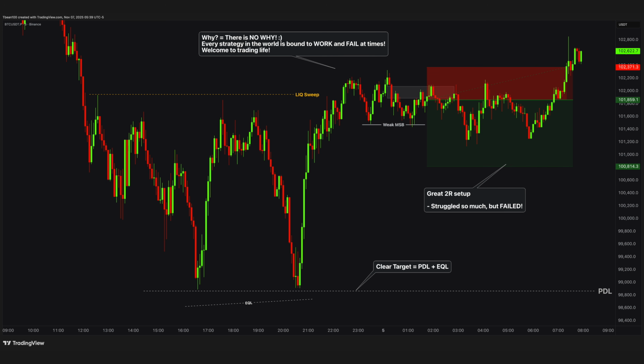And now you might be asking yourself, why? What went wrong? But honestly, there isn't always a clear reason. Every trading strategy, no matter how good it is, will sometimes work and sometimes fail. So there is no such question you should ask, why? Why did it happen? It is just the reality of real trading.